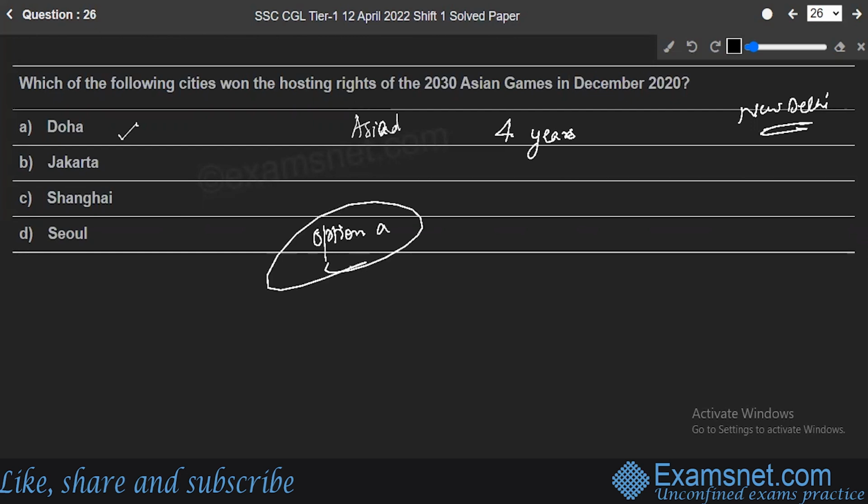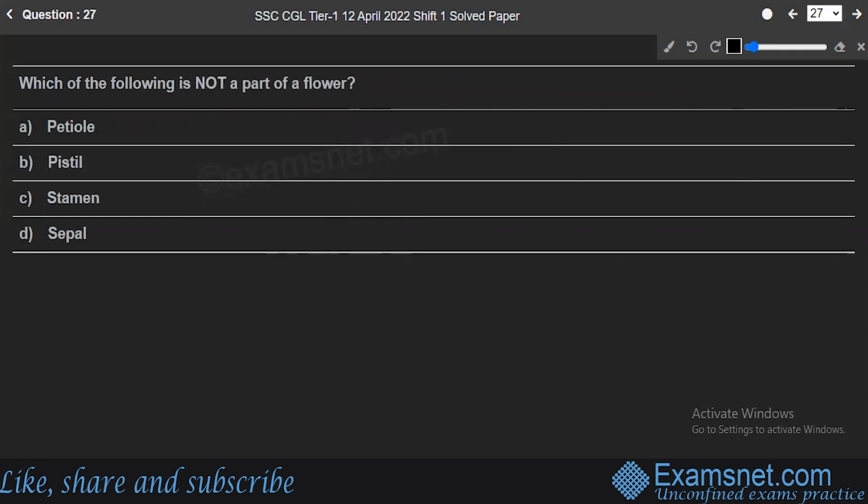And let's move to the next question, number 27. Which of the following is not a part of the flower? Is it petiole, pistil, stamen, or sepal? See, if you just look at the diagram, please refer to our PDF, which is available on our website. So there you can see the diagram also for the same. Petiole is the answer to the question. It's not a part of the flower.